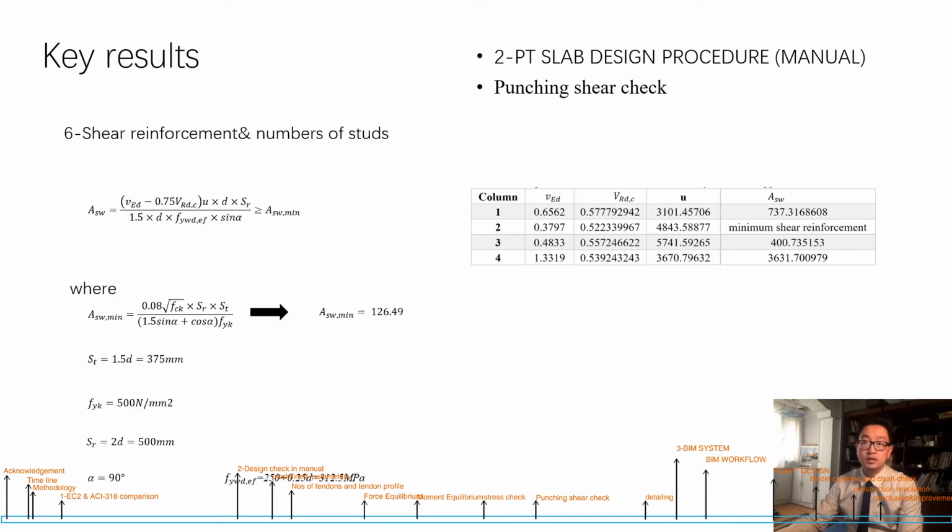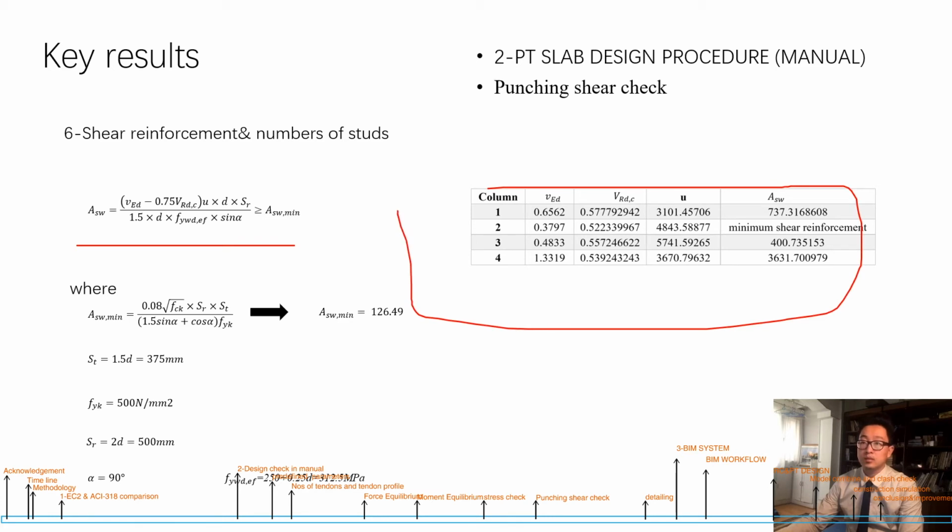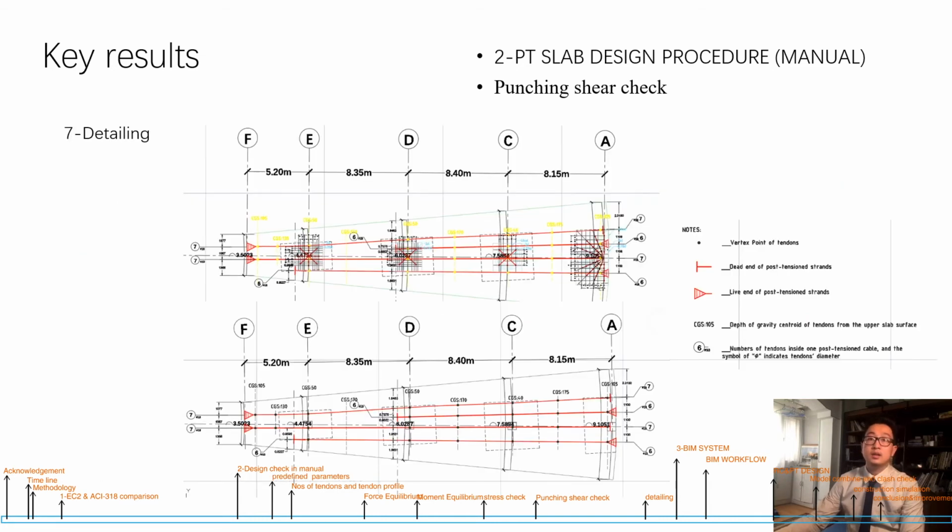This formula is the calculation of shear reinforcement. It also needs to be bigger than the minimum. Based on this formula, we can get the table on the side, and we see that all columns need to provide reinforcement.